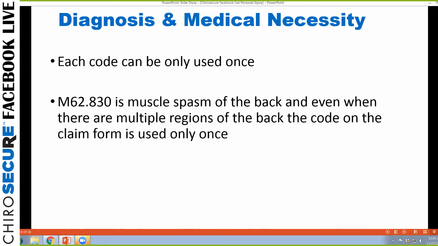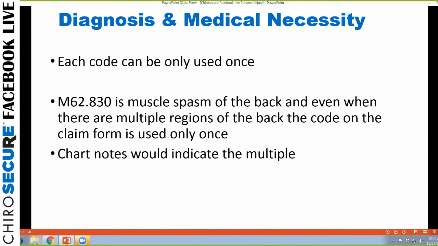So even when there are multiple regions of the back, the code on the claim form can only be used once. The chart notes is where you will indicate multiple areas, such as lumbar spine, thoracic spine, but again, only use it once. But that's a significant diagnosis to give a better picture.